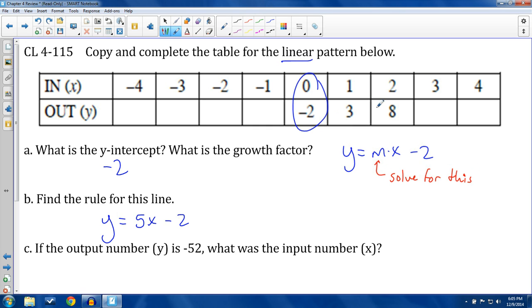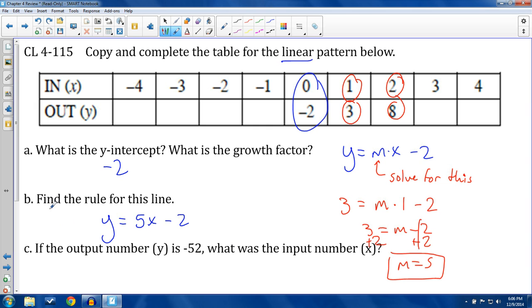Because this is linear, this m always stays the same. It never changes. I can use any of these values. Well, I can't use this one because I already used it for -2 here. But I can use the values 1, 3, or 2, 8, and plug them in for x and y right here. Check this out. If I use 1 and 3, if I plug in 3 for y, notice how 3 is a y, and 1 for x, m times 1 is m. I can solve for m. How? Add 2 to both sides. And I get m equals 5.